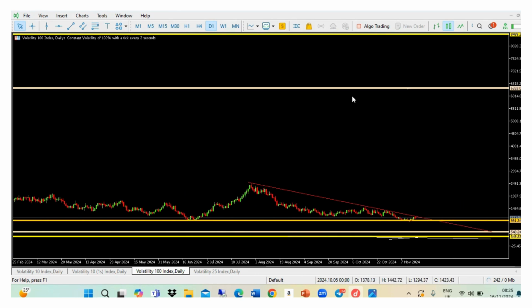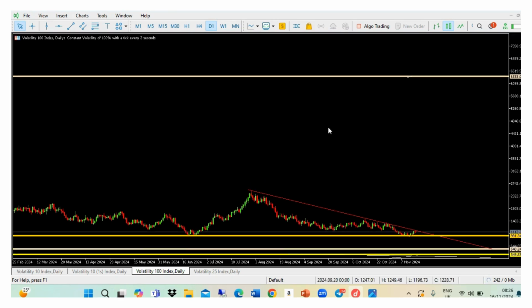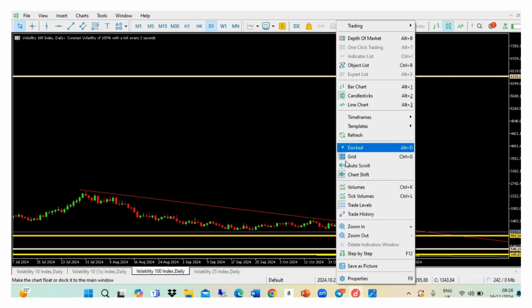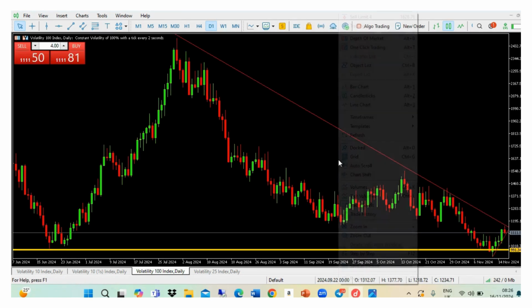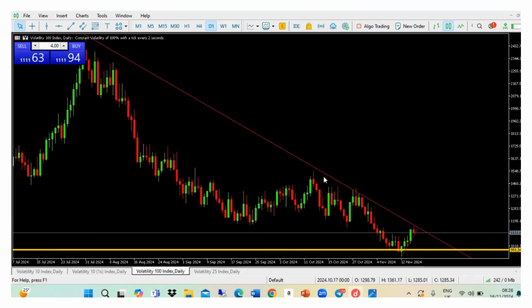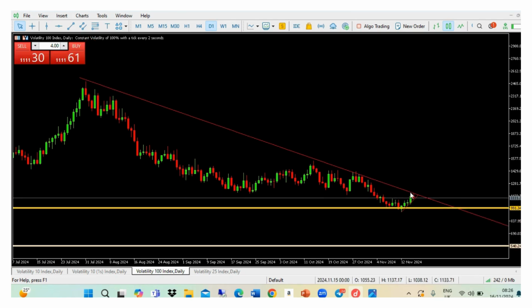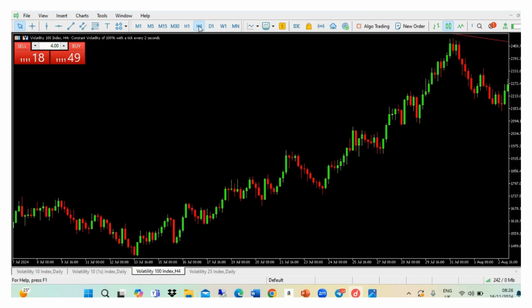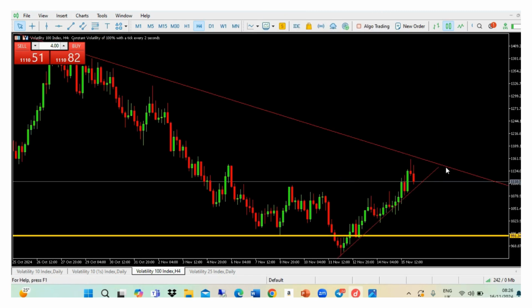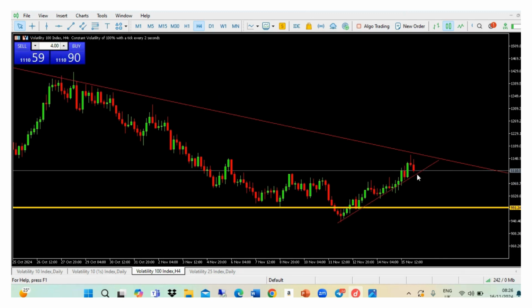Now, how do you make that decision to buy? You need to allow the price to break through this trend line. If price breaks through this trend line on a higher time frame, maybe like the daily or 4 hours time frame, all right, once price breaks through this trend line on a higher time frame, now this is a buying decision. Either you sell from here.